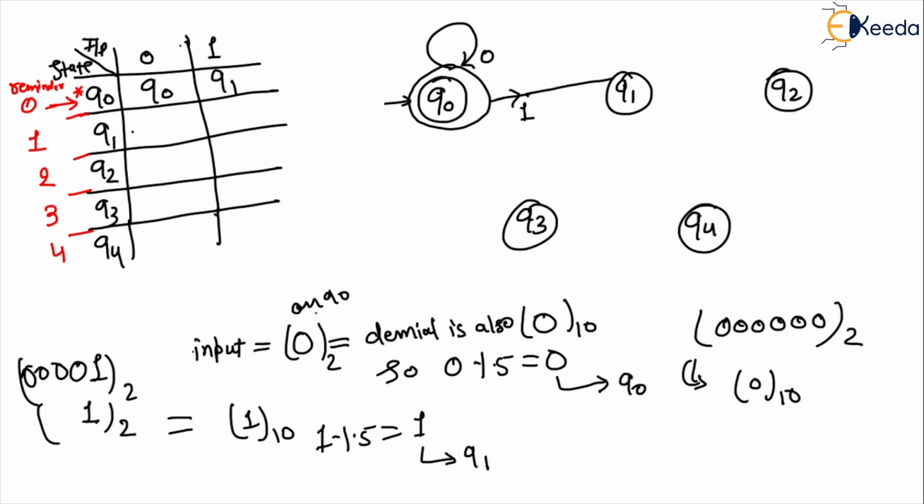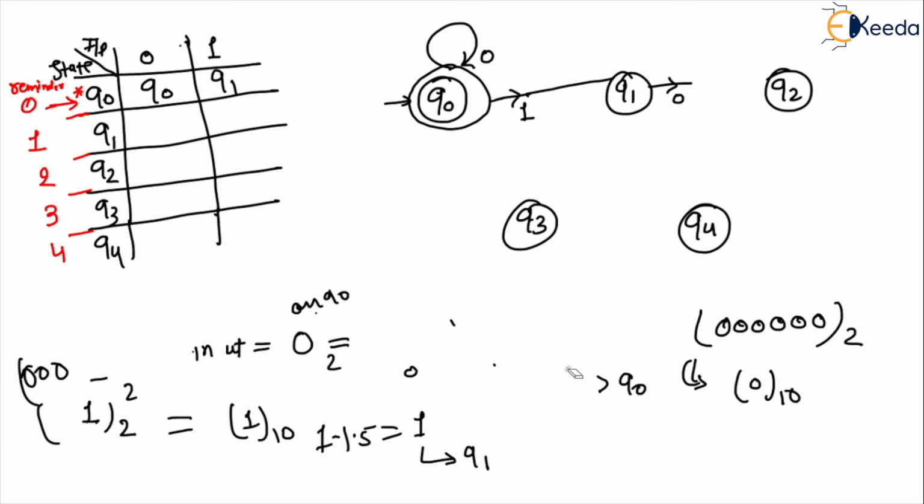Now on state Q1, on input 0, what happens? When you apply 0, read out the complete string from the initial state and find the decimal of that binary string, then divide that decimal by 5. If it is divisible by 5, then accept, which means it goes to Q0. Otherwise it generates a remainder, and that remainder determines the state.